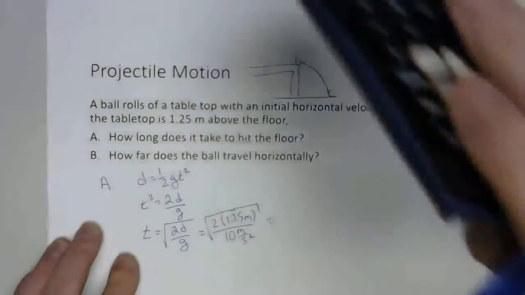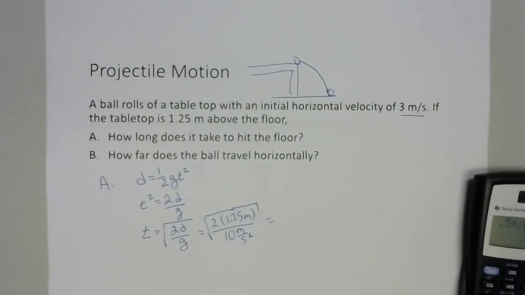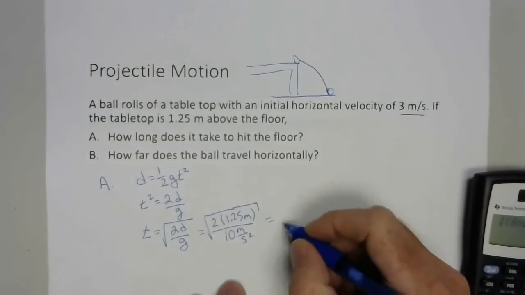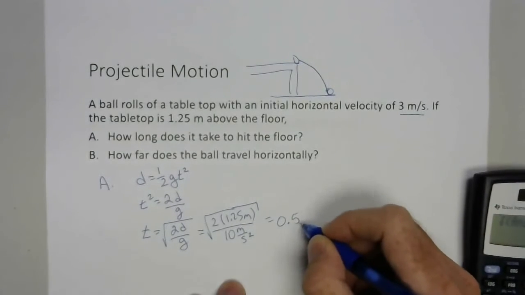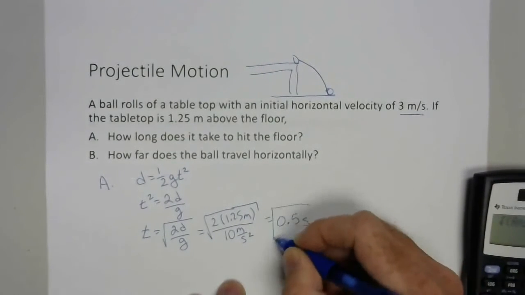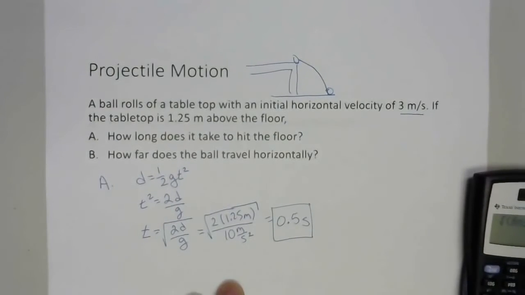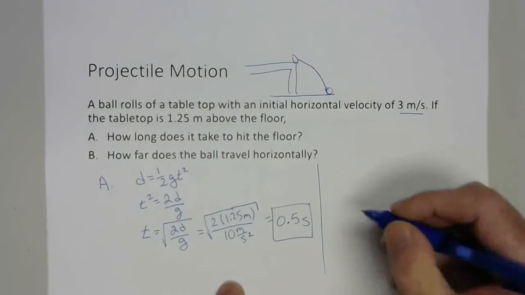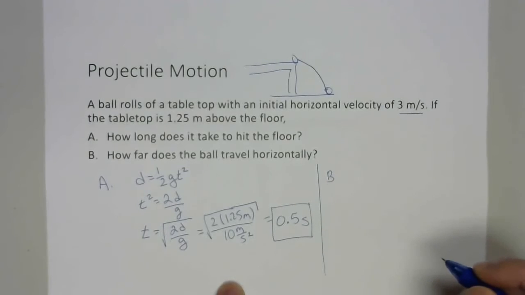Running that through our calculator will give us the time it took to fall, and that's the information we're going to need to solve the second part. So it's going to take 1/2 a second to fall that far. Okay, so then if we look at part B, we want to know how far it travels horizontally.